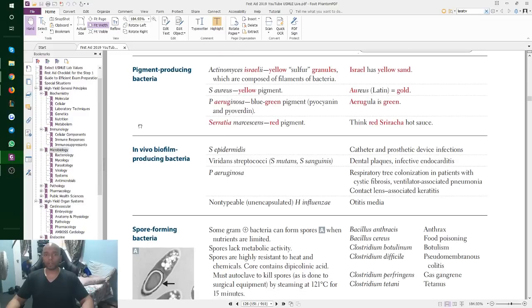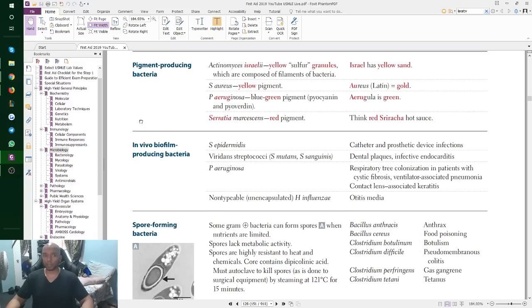Pigment-producing bacteria are also pretty special because you can get that in the description. Right? So everyone remembers S. aureus has yellow pigment that it makes. Actinomyces israelii makes these things known as yellow sulfur granules, and they're not actually full of sulfur, but they're called that. So that's another thing you have to remember.